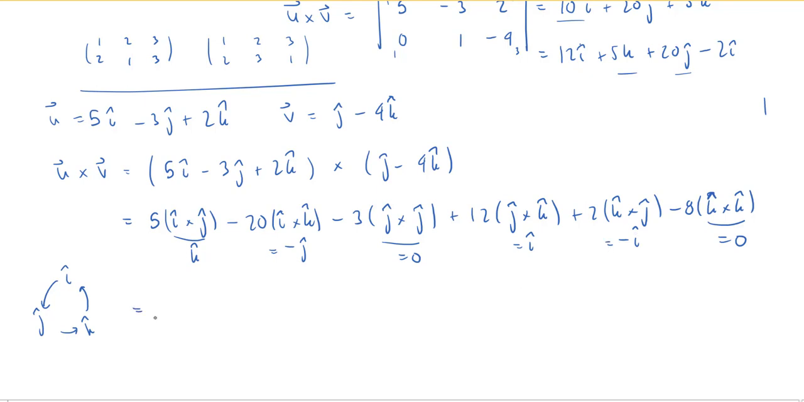We can put it all together. How many i's do we have? Let's see, 12 and 2 times negative 1, so 12 minus 2 is 10 i's. And j's, let's see. Negative 20, oh, there's a negative, so that's positive 20j. And that's the only j, so plus 20j. And k's, there's only one of them, 5k.